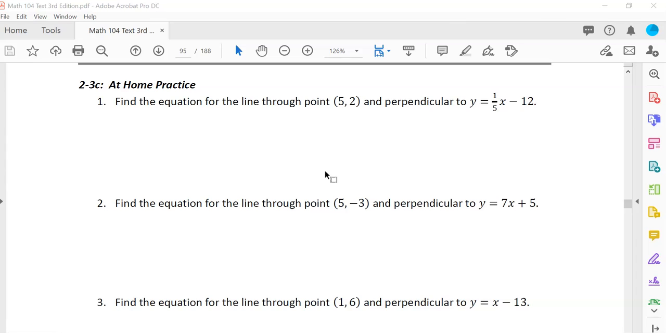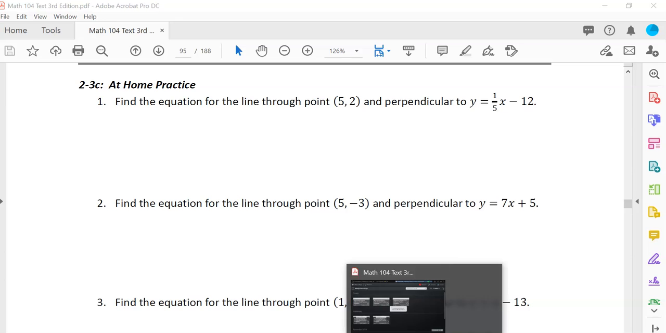Here we are in 2-3C, and we're looking at the at-home practice problems. It says find the equation of the line through point 5, 2 and perpendicular to y equals 1/5 x minus 12. This looks familiar because the only change from 2-3B to 2-3C is now we're looking at perpendicular rather than parallel. So we want it through the same point, but now perpendicular to this line. So here's how we go about doing that.